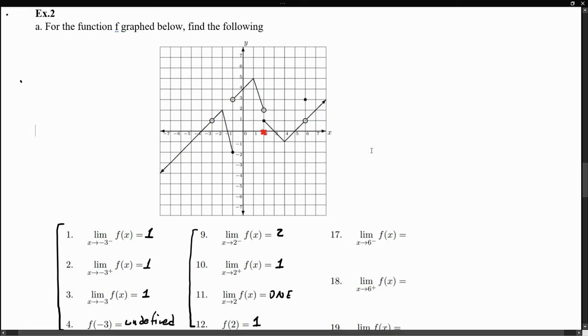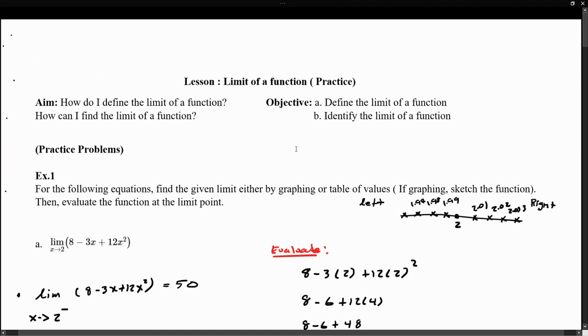So with this, it concludes our lesson on limits of functions and taking a look at some practice examples.